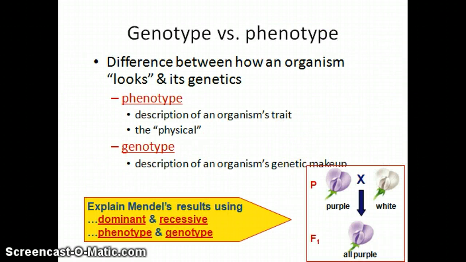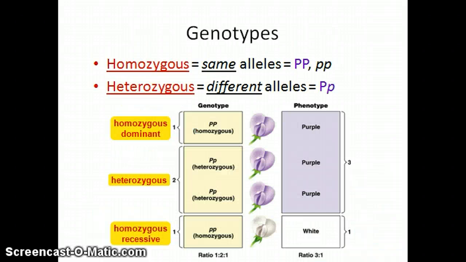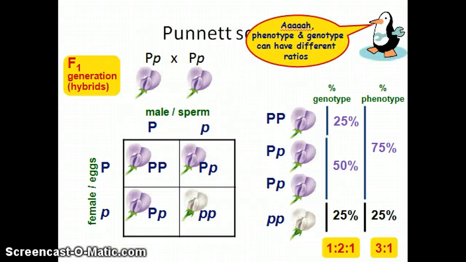oh goodness, where did that go? Oh, it really went flying away. There we go. We have our 3 purple for our phenotype versus our 1 white, so our 3:1 ratio.